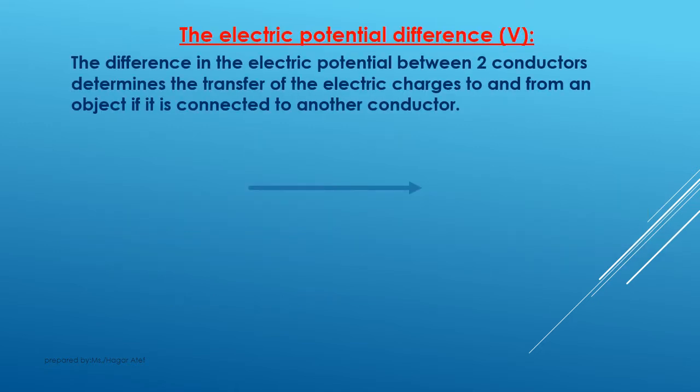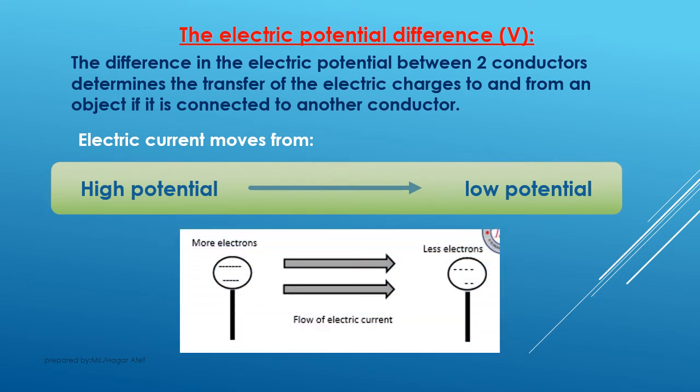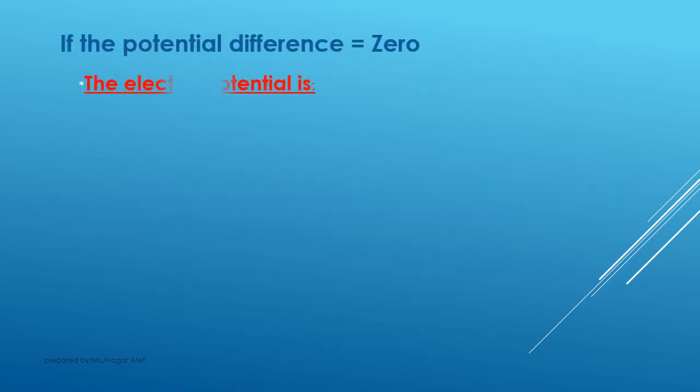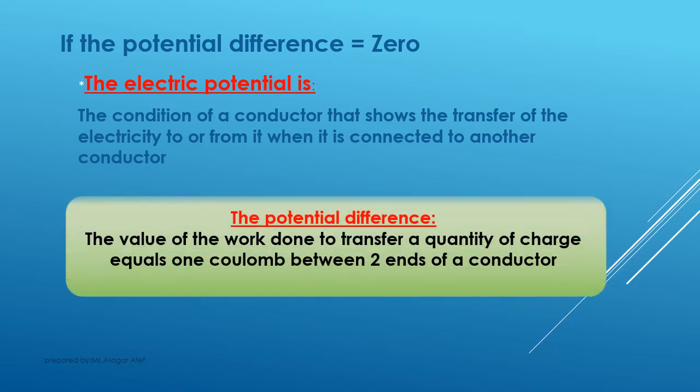The electric potential difference V. The difference in the electric potential between two conductors determines the transfer of electric charges to and from an object if it is connected to another conductor. So, electric current moves from high potential to low potential. If potential difference equals zero, there is no flow. The electric potential is the condition of a conductor that shows the transfer of electricity to or from it when it is connected to another conductor.